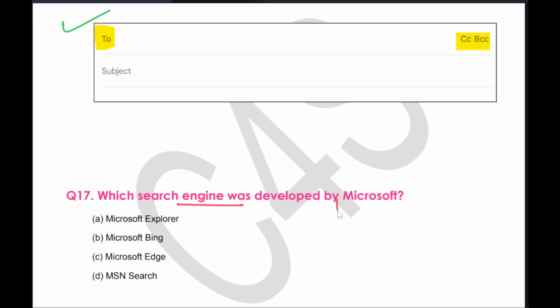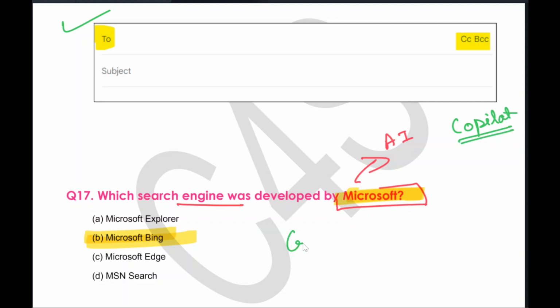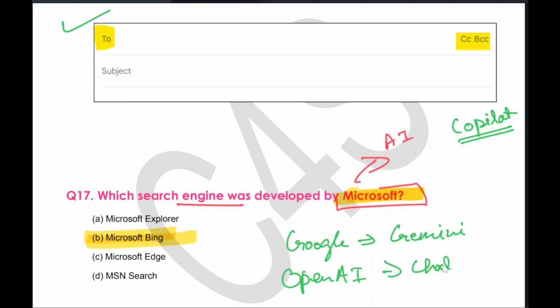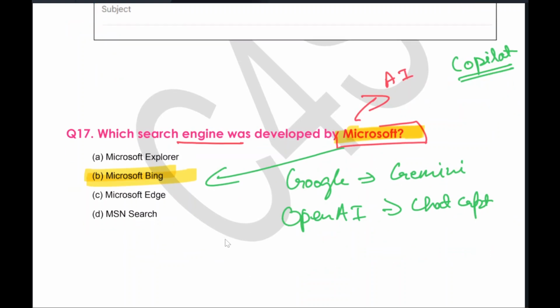Which search engine was developed by Microsoft? Microsoft Bing. Microsoft's AI, like ChatGPT, is Copilot, Microsoft Copilot. For Google it is Gemini. For OpenAI it is ChatGPT. For Microsoft it is Microsoft Bing.